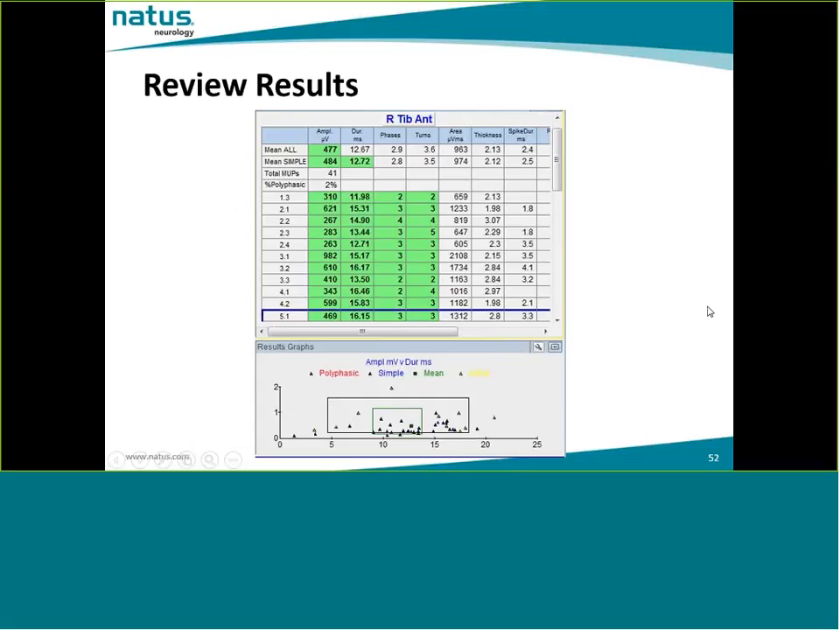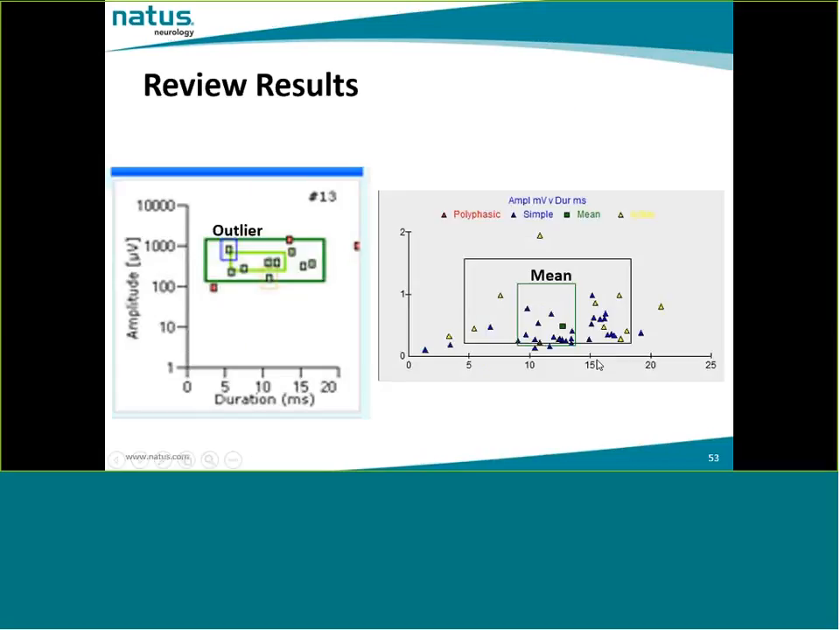Here is the tabulated way of reviewing the results. We can see the individual values of amplitude, duration, phases, turns, and so forth. The green highlight indicates that those measurements are within the normal limits. So this is where we use the outlier limits. And on top, we can see the mean values of all potentials and simple potentials. At the bottom, we have a graphical presentation of the data, which is quite similar on the 2 systems.